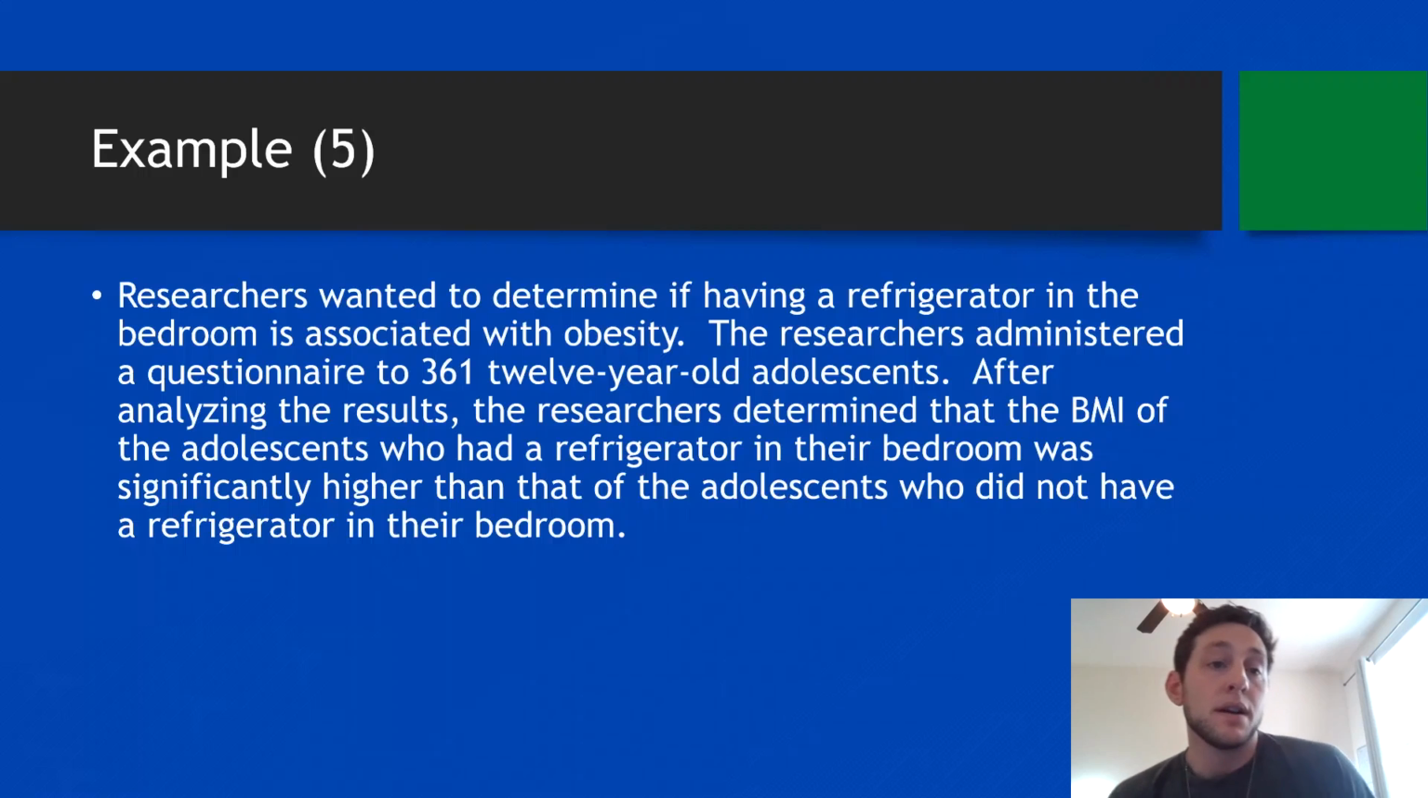As an example, researchers wanted to determine if having a refrigerator in the bedroom is associated with obesity. The researchers administered a questionnaire to 361 12-year-old adolescents. After analyzing the results, the researchers determined that the BMI of the adolescents who had a fridge in the room was significantly higher than that of the adolescents who did not have a refrigerator in the room.